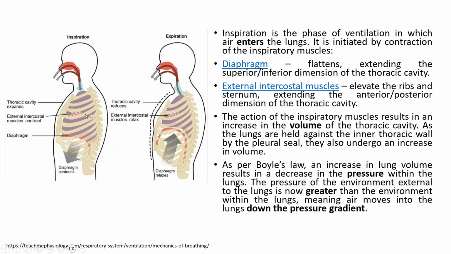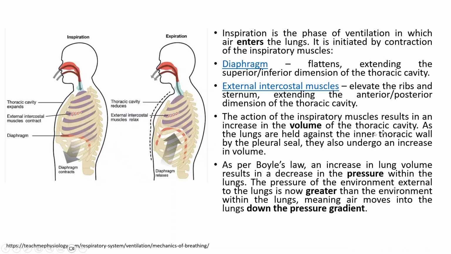And what these external intercostal muscles do is that they contract. And when they do that, they pull the ribs and the sternum to allow elevating them. So elevating means that they just move upwards, and that extends the anterior posterior dimension, meaning this is anterior, this is posterior, right? So this dimension increases. So this distance here would increase because the ribs and the sternum move outwards. Okay. And so the action of these inspiratory muscles results in the increase in volume of the thoracic cavity.